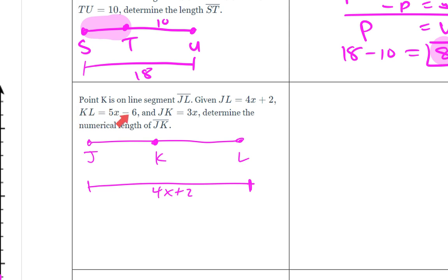KL is 5x minus 6. JK is 3x. So from J to K is 3x. Determine the length of JK. So that's what they want us to find, so I'm going to circle that. Find the numerical length of JK.